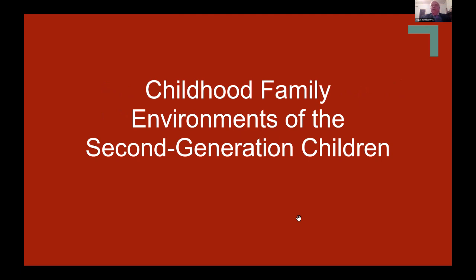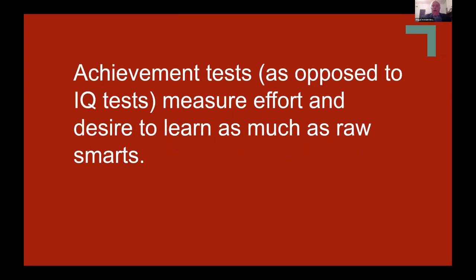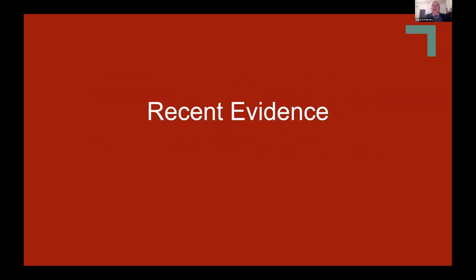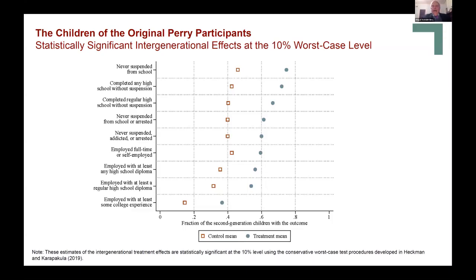But fortunately, we can also follow their children. So we can look at the children of the children. And what we can see is that the effects of these programs are really important and lasting. So these kids are now in their 20s, so we can't follow them to 55. We have the Perry program to age 55.